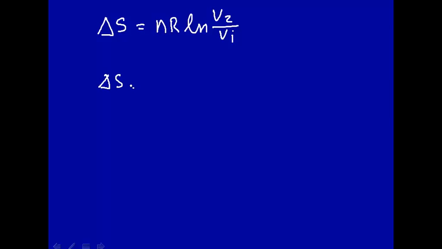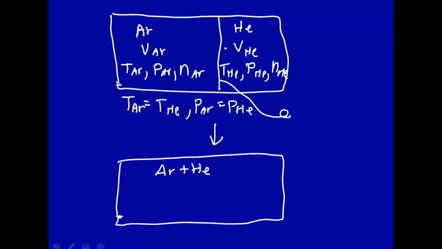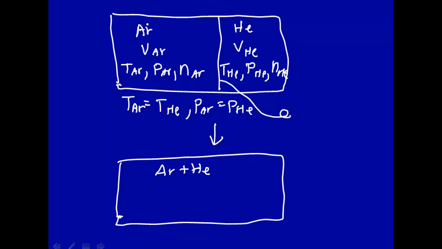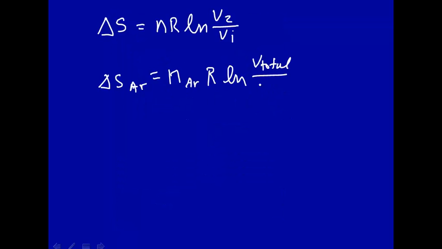Let's do that calculation. Remember that to calculate the entropy change when volume changes, that's just nR times the natural log of the final volume divided by the initial volume. Let's do that calculation for argon for the system in the previous slide. So delta S is the number of moles of argon times R times the natural log. The final volume is the total volume, the sum of the two volumes before we remove that partition. And for the initial volume, argon was constrained to move in this volume here, so that'll be the volume of the argon.